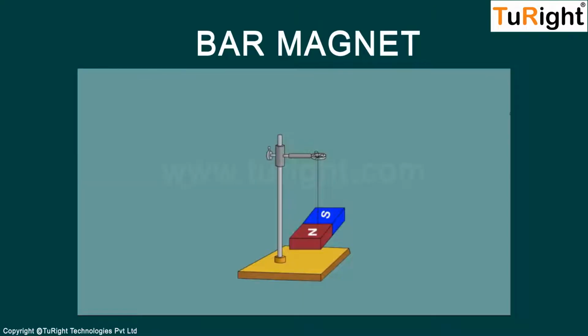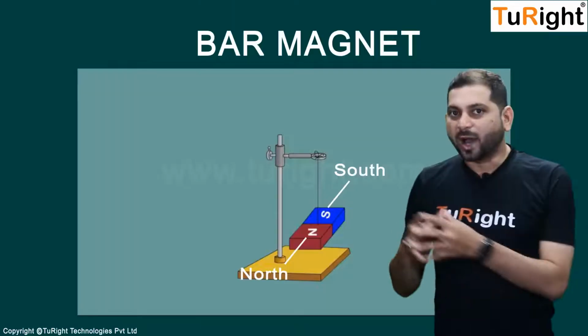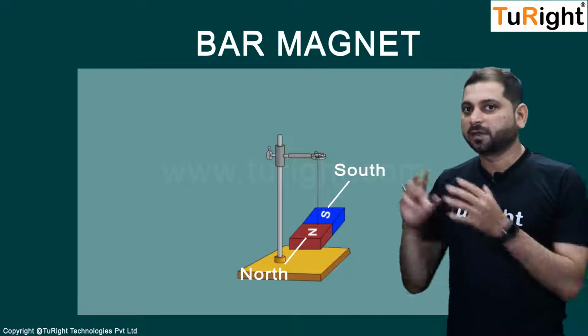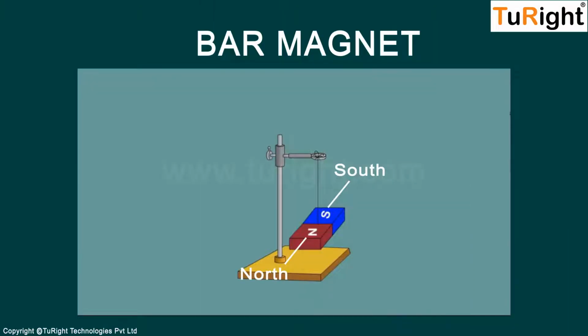If you suspended it from a wire, let's say, such that it can rotate freely very easily, then one side of it will always point towards the north and the other side always points towards the south, very approximately. Now why is that so interesting? Even if you turn it around and leave it, it will somehow go back to that direction itself. Why exactly does this happen?